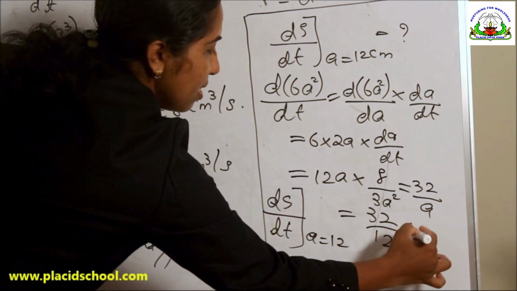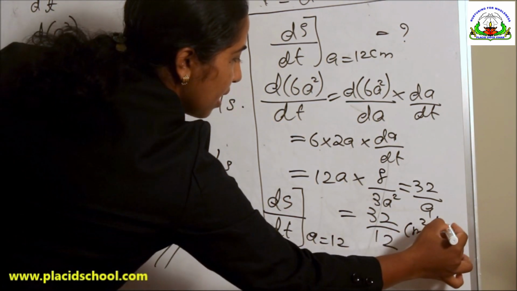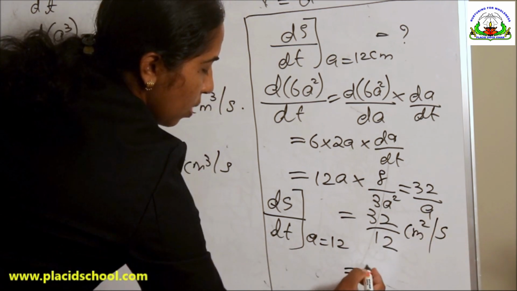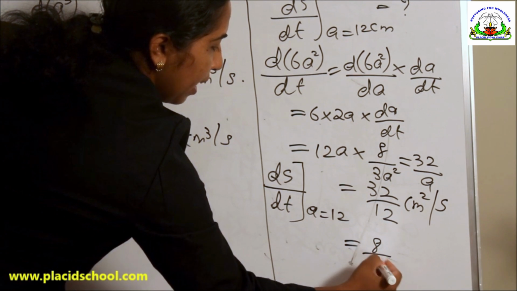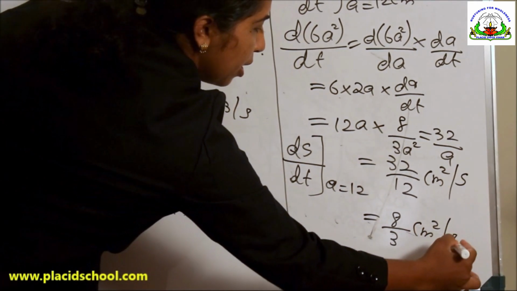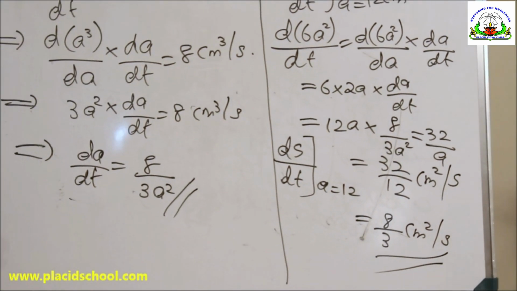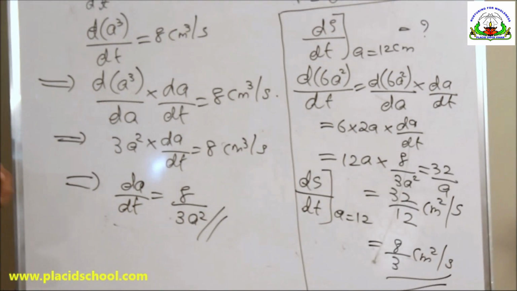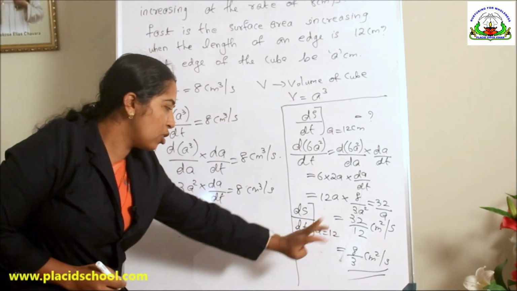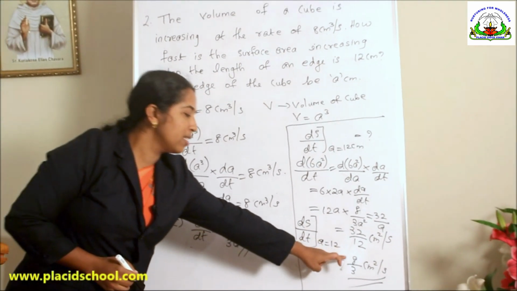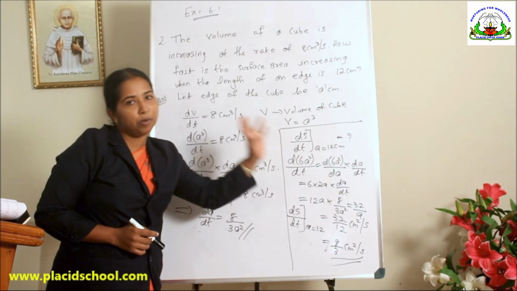Unit for surface area, centimeter square, and unit for time, seconds. So, this on simplification is 8 by 3 centimeter square per second. Hence, the rate of change of surface area of the given cube, when edge is 12 centimeter, with respect to time t is 8 by 3 centimeter square per second.